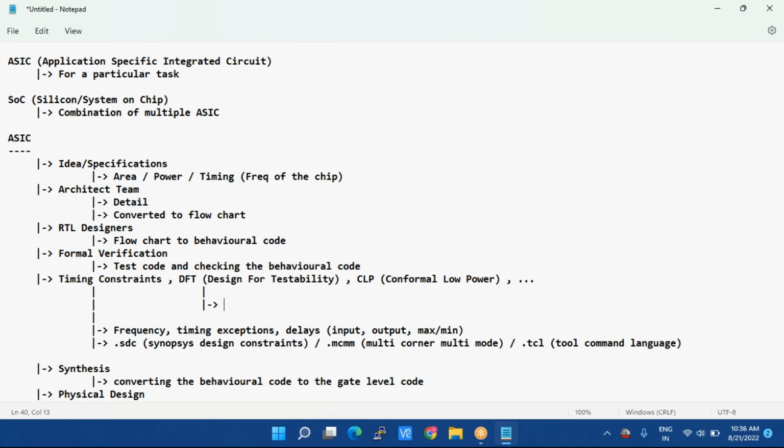Next, DFT. As most of you are graduates, I'm asking you a question. Have you heard about the terms stuck at 0, stuck at 1, ATPG, JTAG, MBIST? Yes. So, what are those used for? What exactly are you trying to check from those terms? What is the purpose of that?